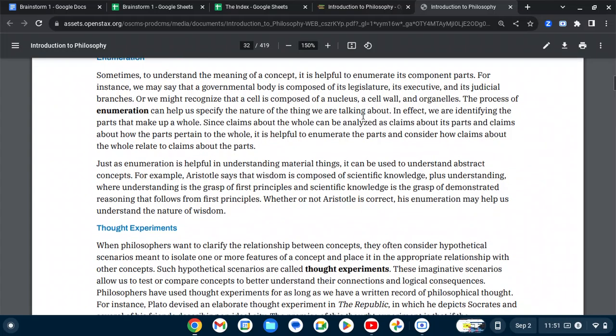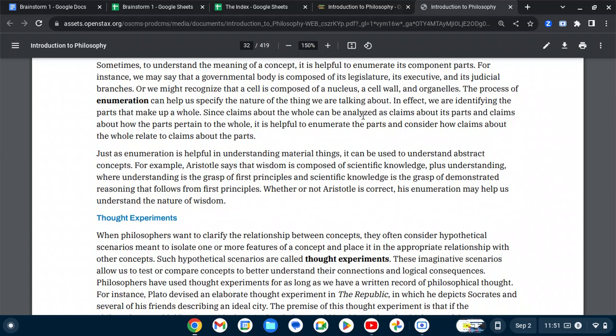Enumeration. Sometimes to understand the meaning of a concept, it is helpful to enumerate its component parts. For instance, we may say that a government body is composed of its legislature, its executive, and its judicial branches. Or we might recognize that a cell is composed of a nucleus, a cell wall, and organelles. The process of enumeration can help us specify the nature of the thing that we are talking about. In effect, we are identifying the parts that make up a whole.